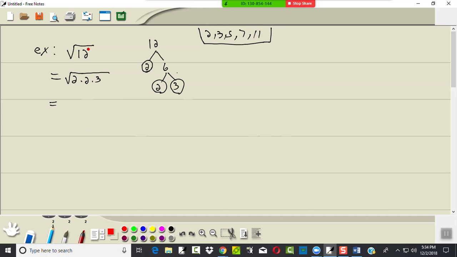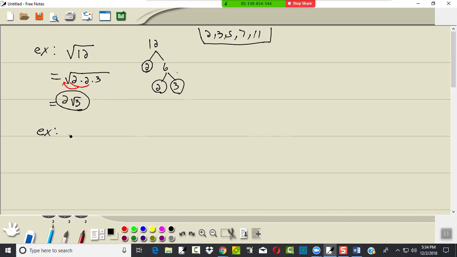Now, with a square root, we're looking for a pair of somethings. Here's a pair of 2's, so a pair of 2's is going to come out in front as a single 2. And we get 2 square root of 3. That would be our answer.